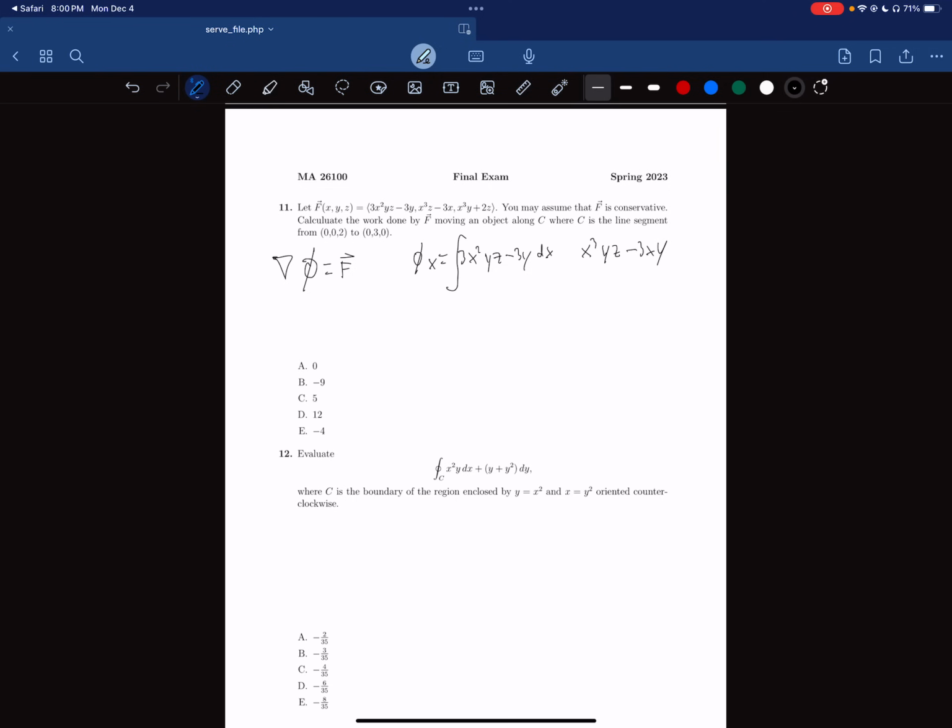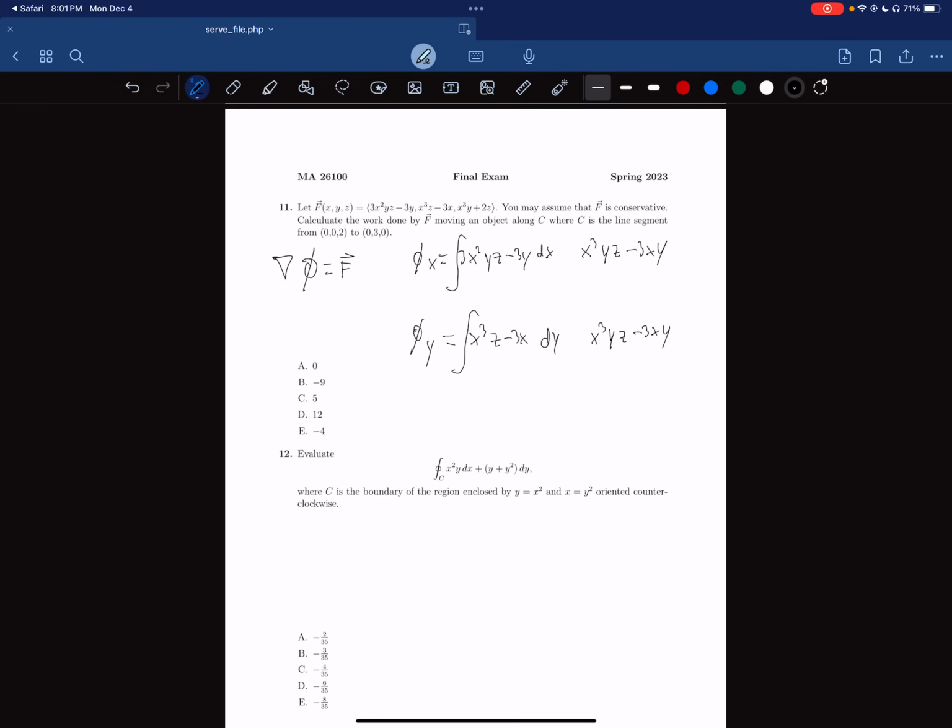And yeah, that is kind of what we have so far. Just making sure I didn't make a silly mistake here. Nope, that looks good. Okay, and with respect to y, of course, the y component, which is x cubed z minus 3x. And then we can do the same thing, integrate that with respect to y. We're going to get, I can write it out, x cubed yz minus 3xy.